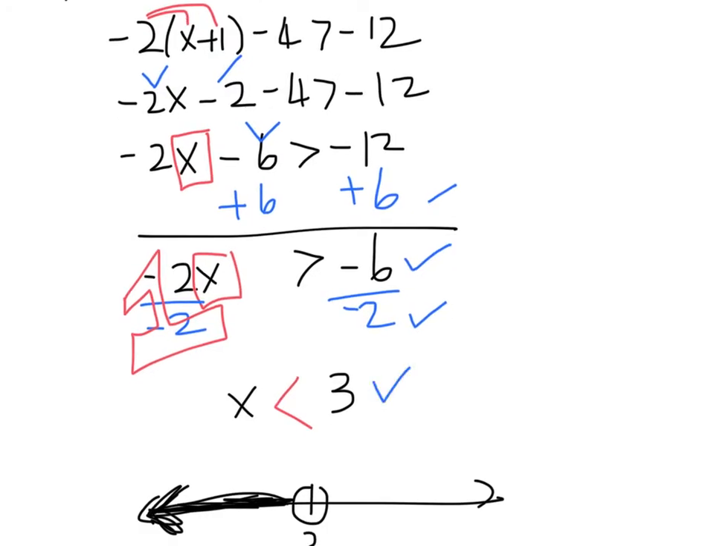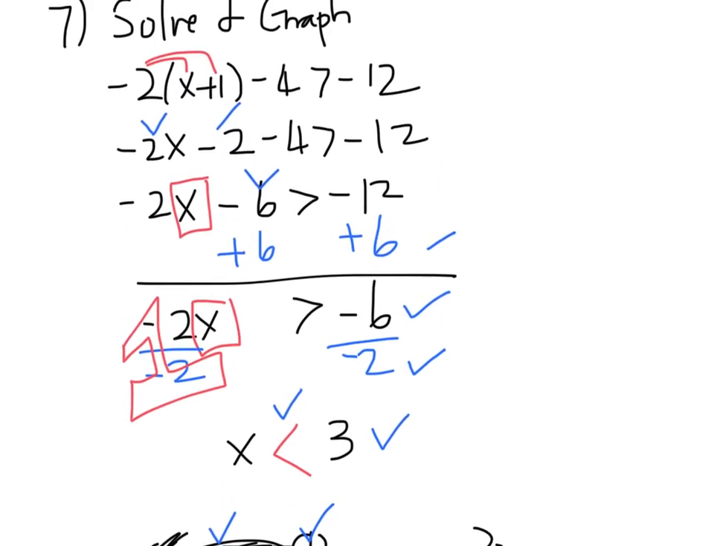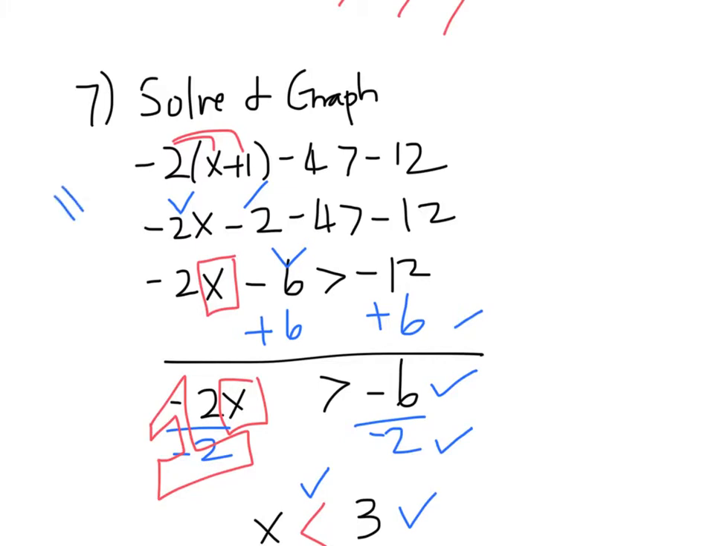Getting the correct answer, changing the symbol. Okay, and then we have to open circle number 3 and arrow going that way. So how many points was that? 1, 2, 3, 4, 5, 6, 7, 8, 9, 10, 11. So that's right. So this was 11 points. So make sure you grade yourself. We're almost at the last question.